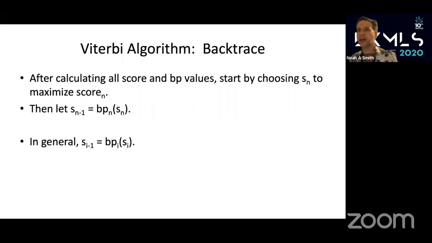After I'm done calculating all the scores and back pointers, I start by choosing the last symbol that maximizes the score. And then in general, I'm going to let the label at position i-1 be the back pointer from the label I chose at position i, and I work back to the first word.